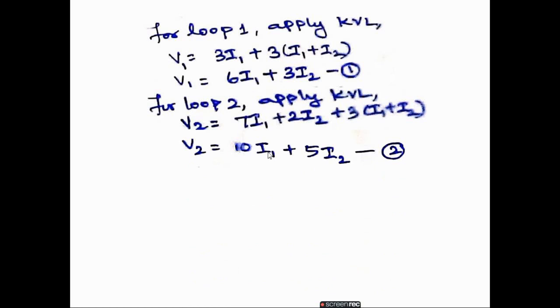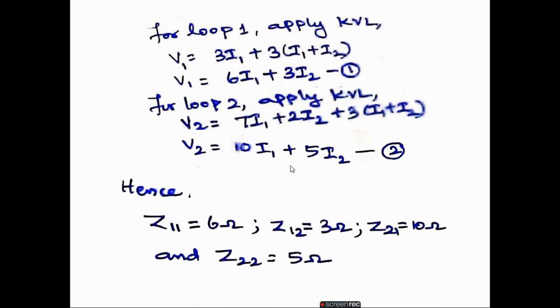From these two equations, the coefficients associated with the currents are your impedance parameters. So this one is Z11 and this one is Z12, this is Z21 and this one is Z22. So we found them very easily. The only thing is, once they give a T network, we can find the Z parameters by simply writing the voltage equations using Kirchhoff's voltage law. We will get the values directly.